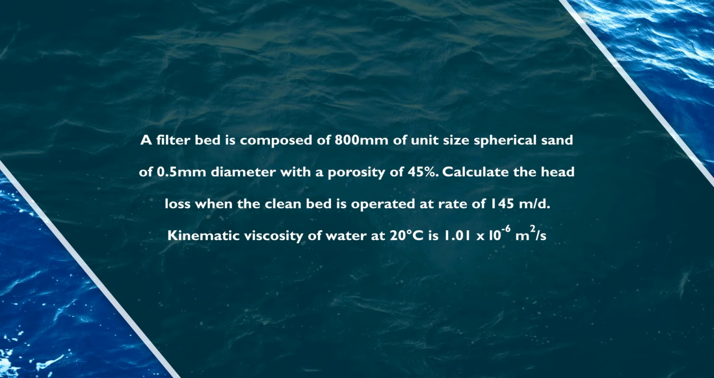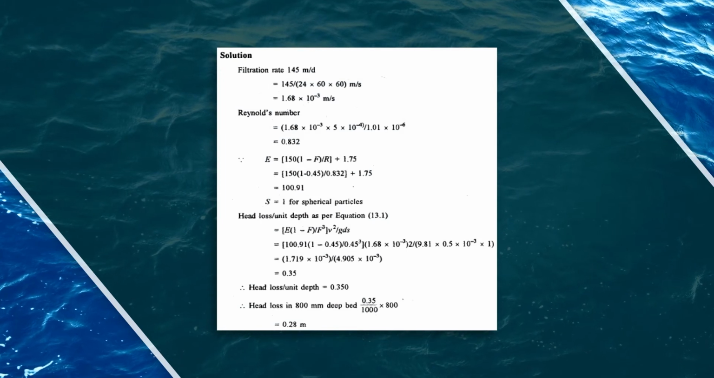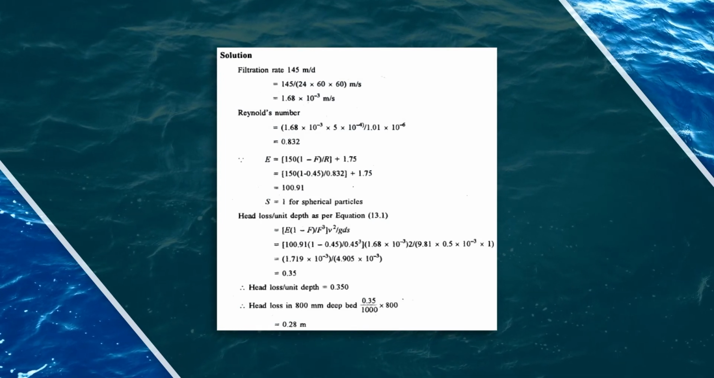So here is the solution. Filtration rate 145 meters per day converted to meters per second is 1.68 × 10⁻³ m/s. Now Reynolds number is 0.832. Here E is equal to 150(1 − f)/R + 1.75. Put the value of f and the value of Reynolds number here. So E is equal to 100.91.